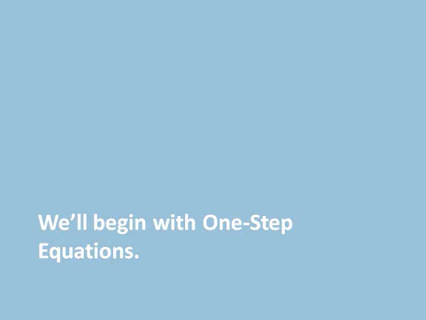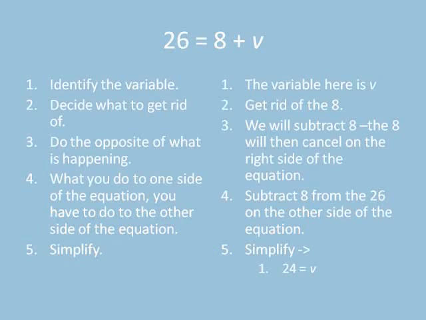Now we'll begin with one-step equations. The first equation that we have is 26 is equal to 8 plus v. First, we need to identify the variable. The variable in this problem is v. Second thing we need to do is decide what to get rid of. We're going to get rid of the 8.